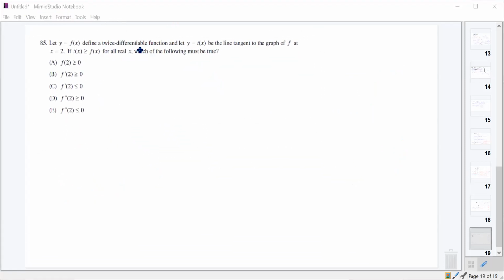All right, so 85, we've got f of x, which is twice differentiable. T of x is the tangent line to the graph of f at x equals 2. And we are being told that T of x, the tangent line, is always greater than or equal to f of x. This is something we talked about in class the other day about concavity with regards to tangent lines and their functions. The tangent line being always greater than the function can only happen if the function is concave down.